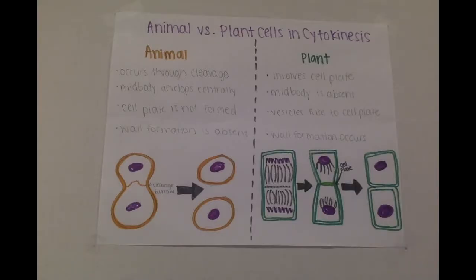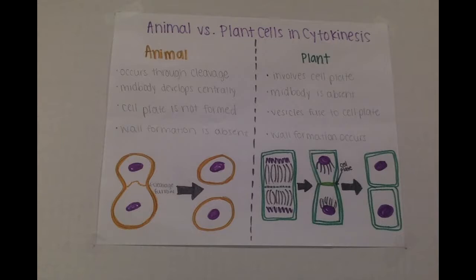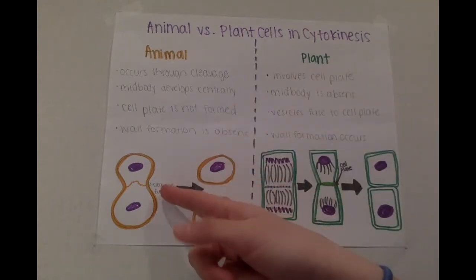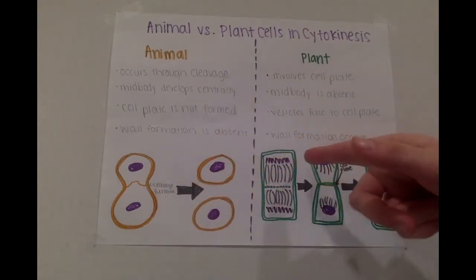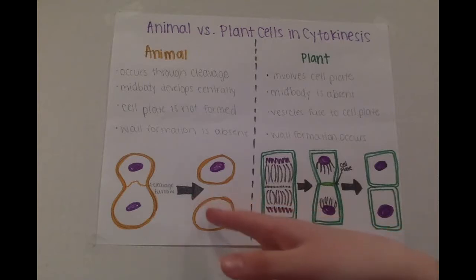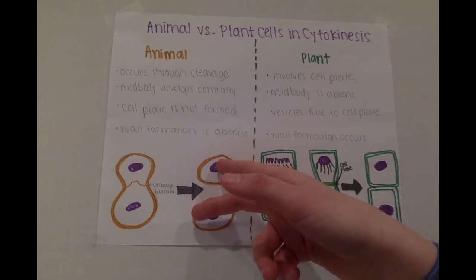Cytokinesis is the division of a cell at the end of mitosis or meiosis, bringing about the separation into two daughter cells. So in this slide, we'll talk about animal and plant cells and cytokinesis. So in an animal cell, cytokinesis occurs through cleavage and a cleavage furrow, and the cell plate, unlike the plant cell, is not formed and the wall formation is absent. So the cleavage furrow happens and then two daughter cells are formed.